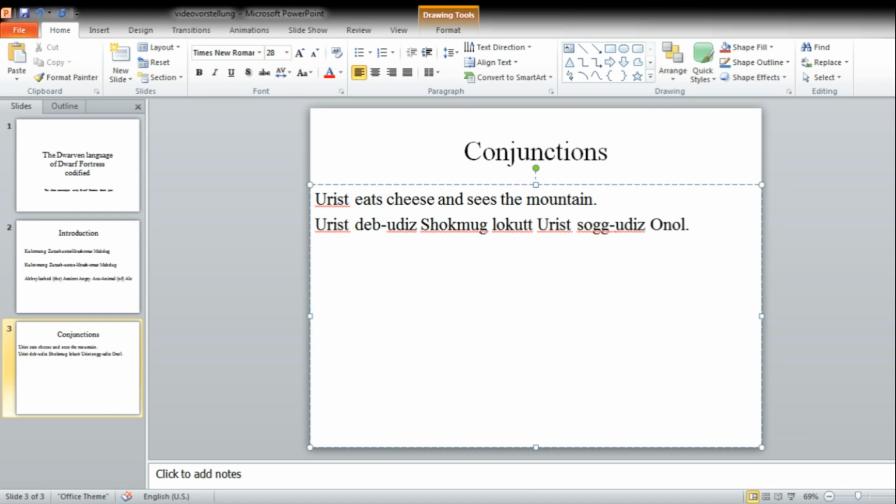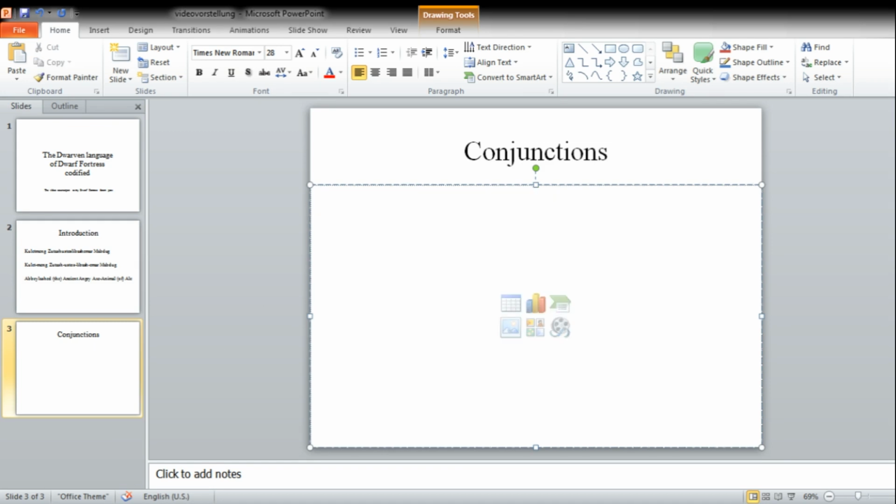And other than that, you just need to know the conjunctions, because the word order is the same every time. So we can use a different example. What's a good example here?